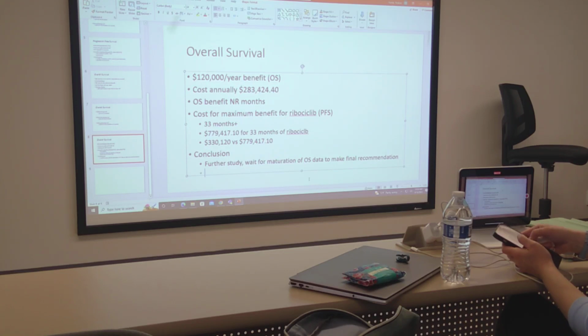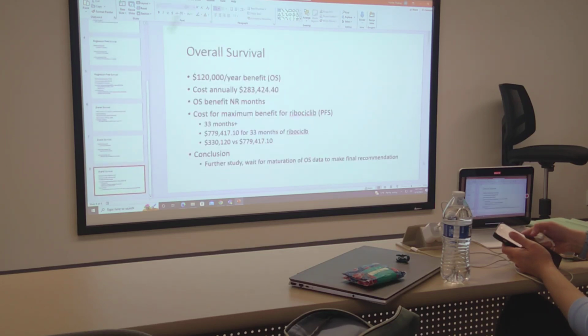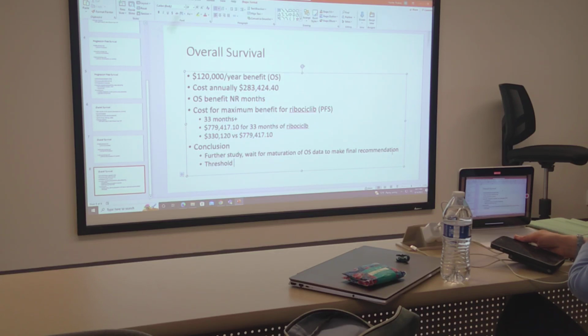So, we'll end with this one. Even if you did further study, it still didn't get put on the formulary, did it? We're just still studying to see. No, it's not getting put on the formulary.